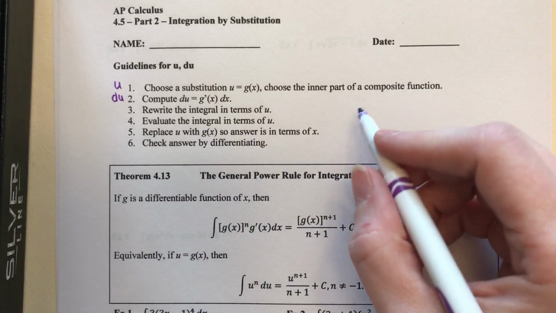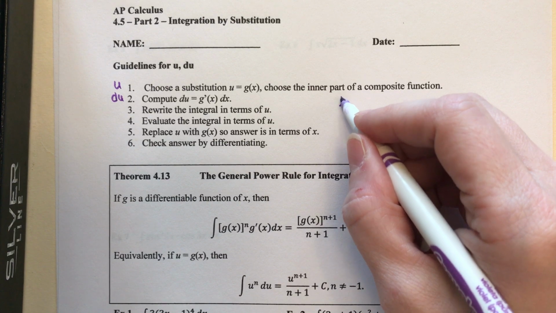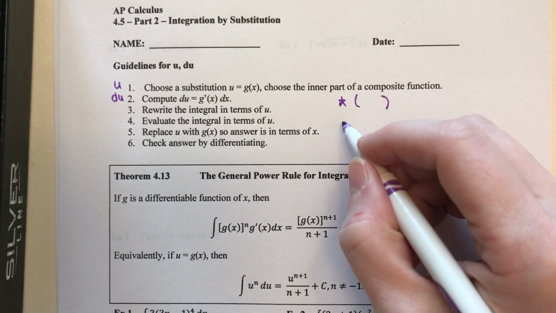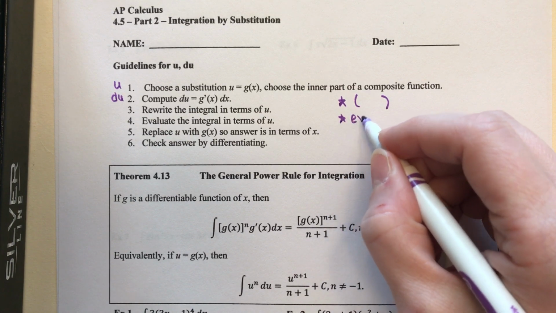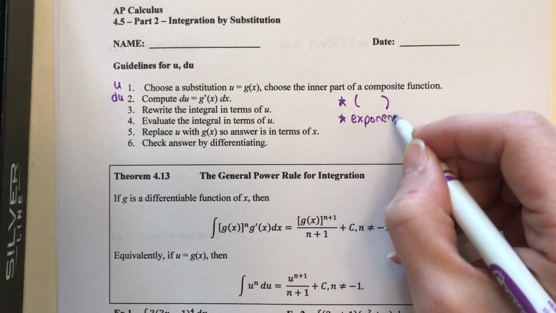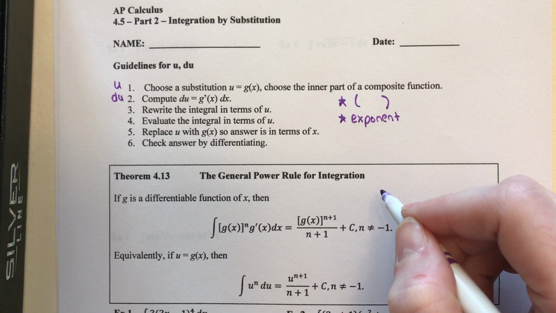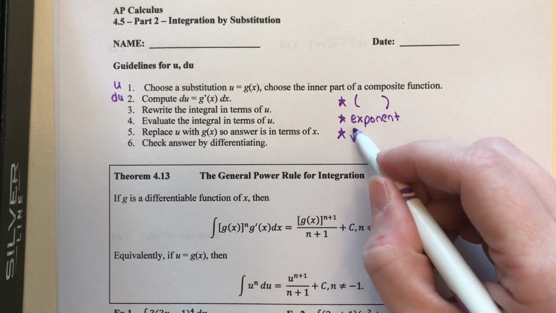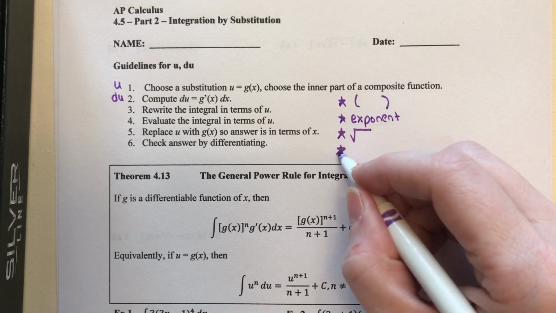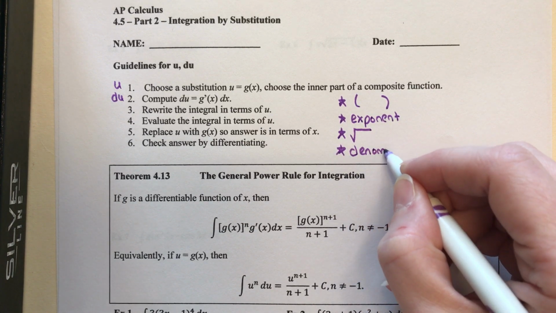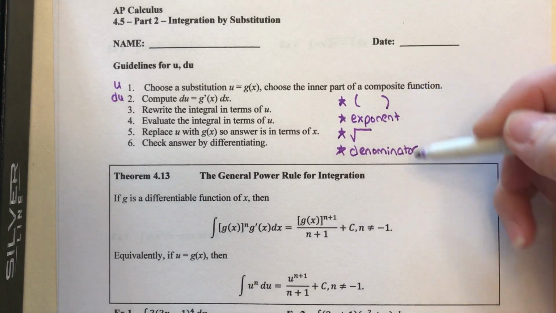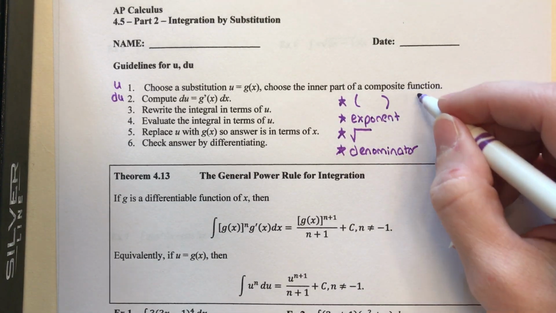Remember, some tricks for picking your u: you might want to pick something in parentheses, an exponent, something under a radical, or a denominator. Those are good starting points for your inside parts.